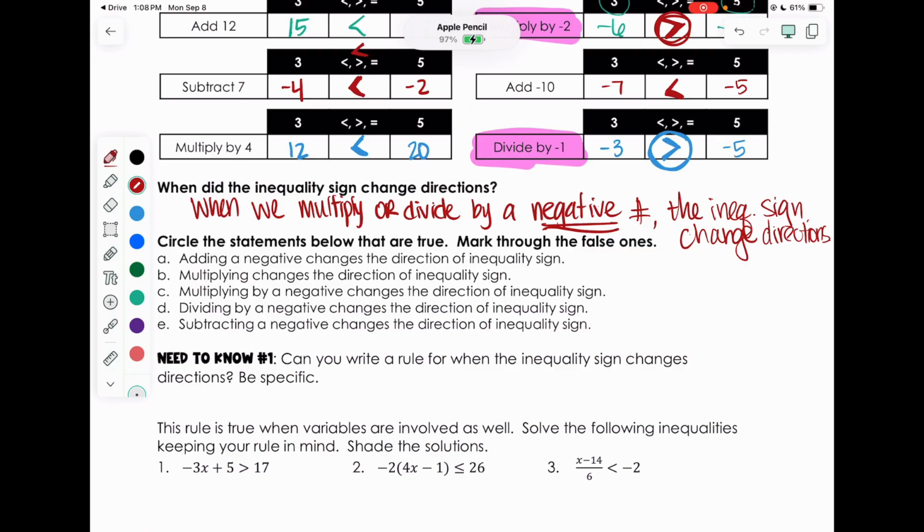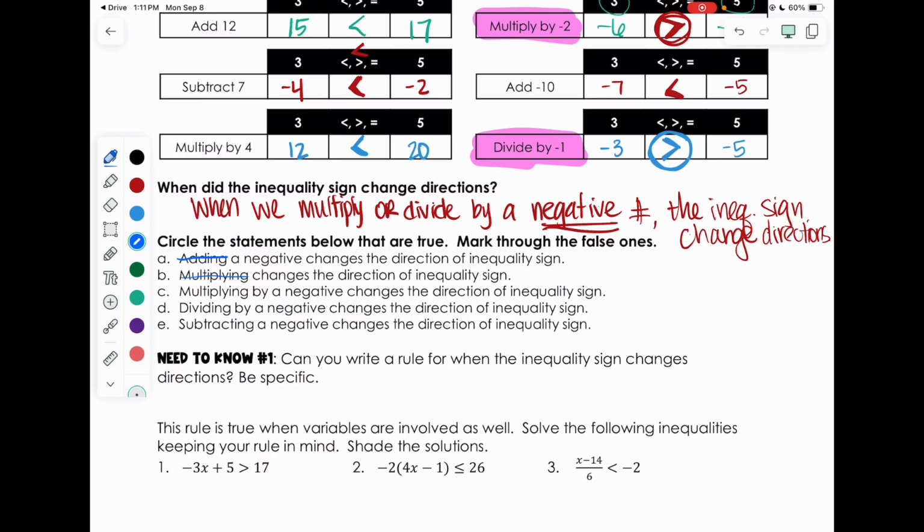ones. So meaning mark through, like cross out what makes it false. Does that make sense? Yes? Okay. All right, circle the statements that are true. A, adding a negative changes the direction of inequality sign. No, not adding, but rather, I don't know. We'll see. B, multiplying changes the direction of an inequality sign. Does it? No, not necessarily.